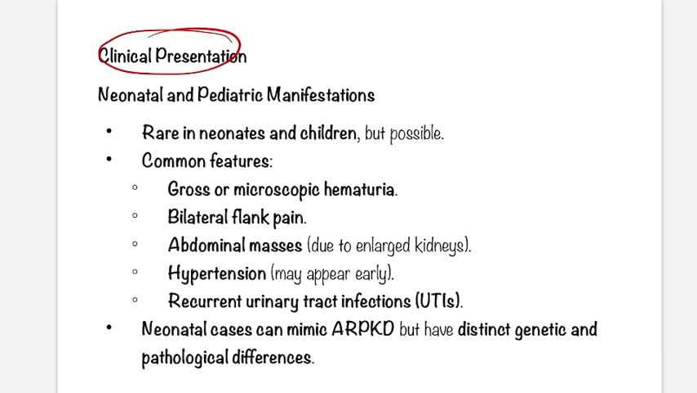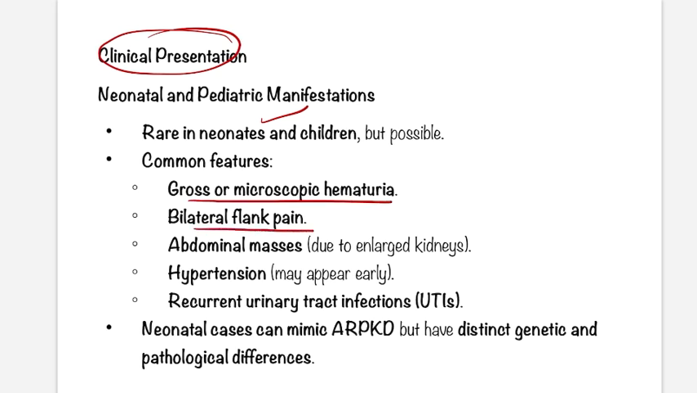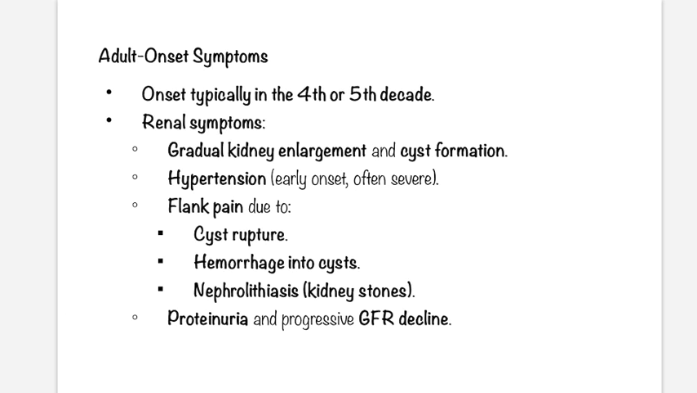Generally in the neonatal period it doesn't present, or it is rare. If it presents, it generally mimics autosomal recessive polycystic kidney disease: gross or microscopic hematuria, bilateral flank pain, abdominal mass, hypertension, and recurrent urinary tract infection. So this generally mimics autosomal recessive polycystic kidney disease in that spectrum. Okay, so adult onset basically. The most common age of presentation is the fourth to fifth decade.